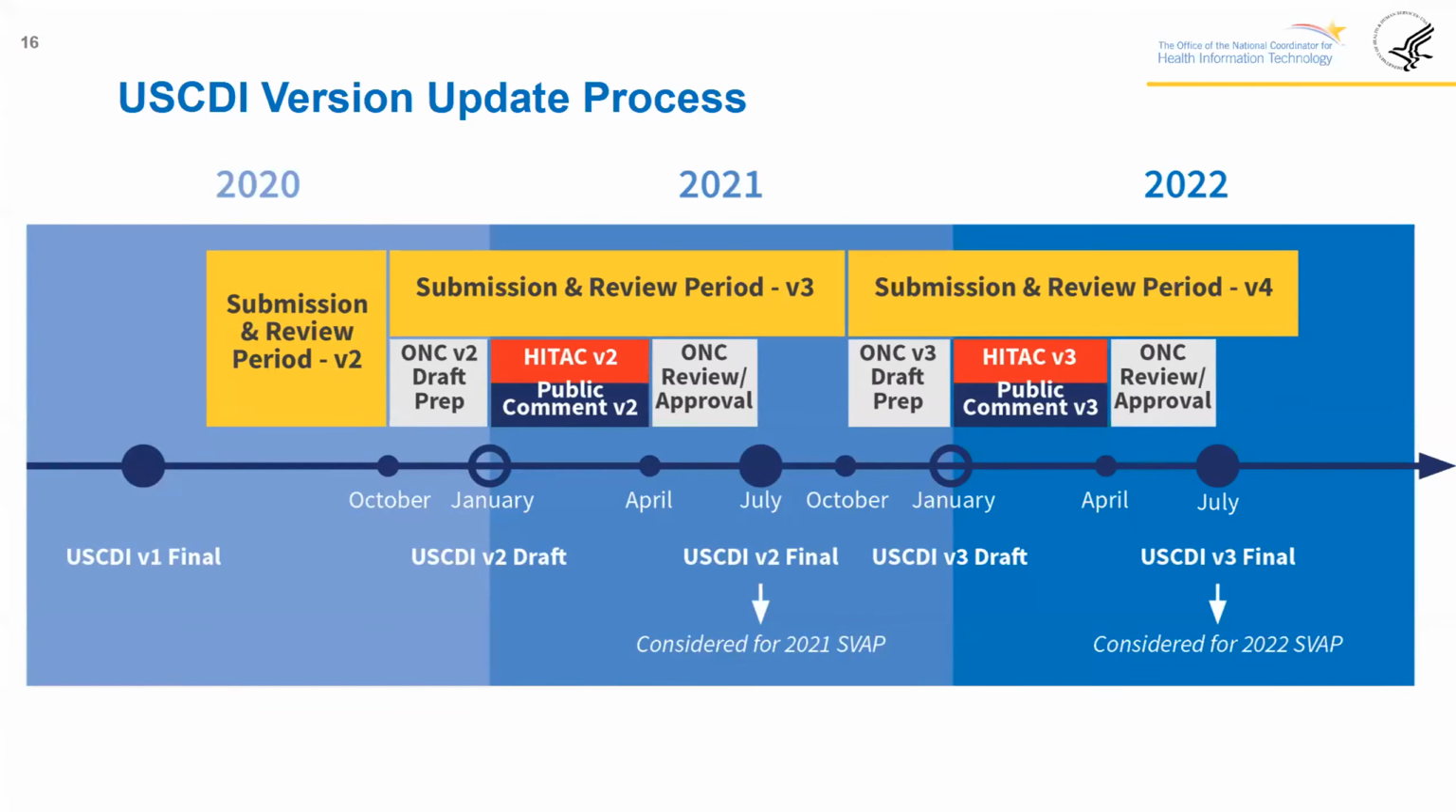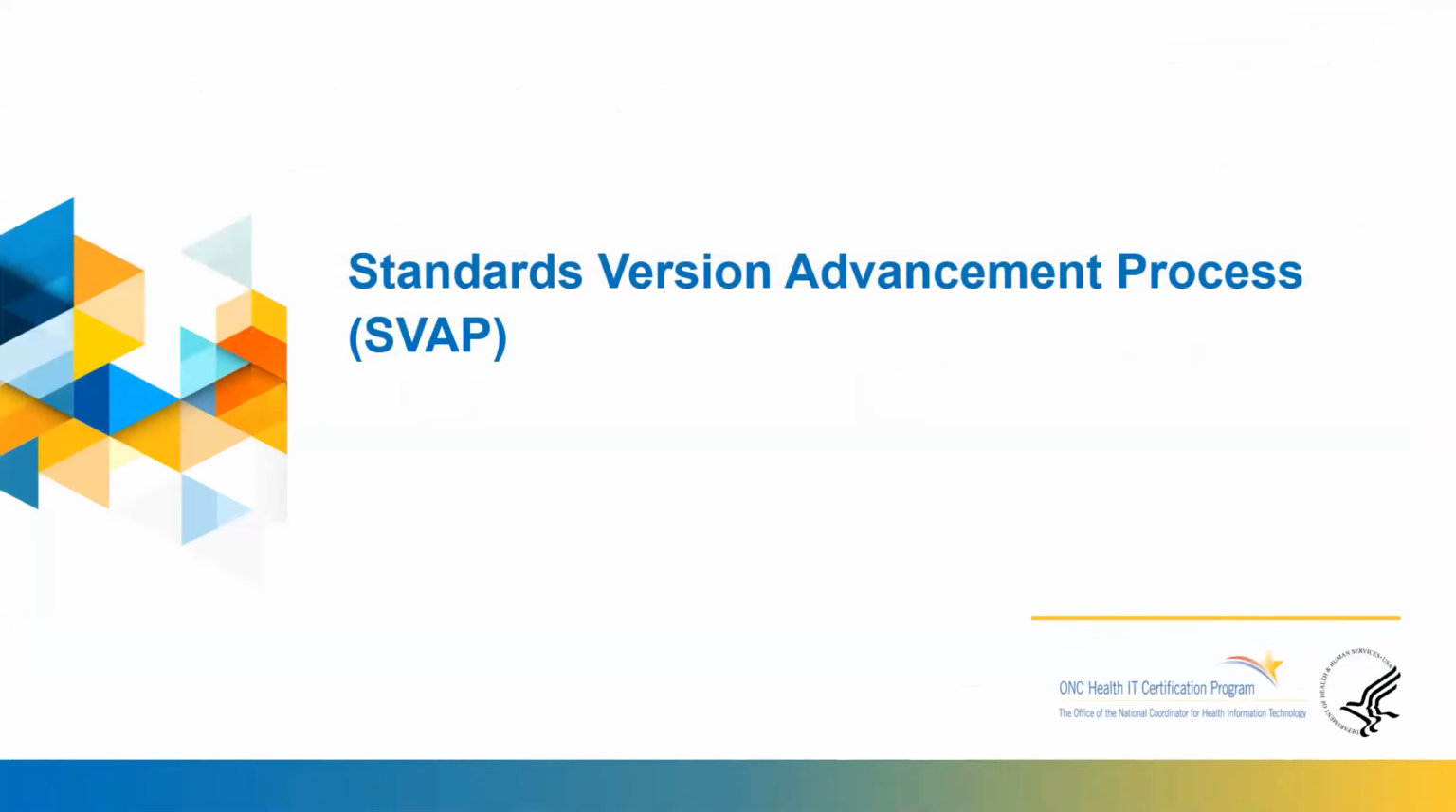Once USCDI version 2 becomes final, it will be considered for addition to the list of approved standards that are part of the Standards Version Advancement process, or SVAP. The SVAP will allow Health IT developers to update their systems to a newer version of adopted standards included in the ONC certification program, and then provide these updates to their customers. I'm going to now pass it over to my colleague, Papia Paul, who's going to go into more detail about the SVAP.